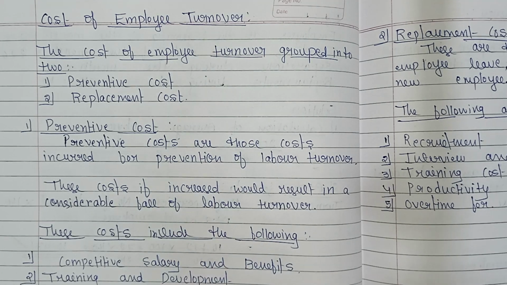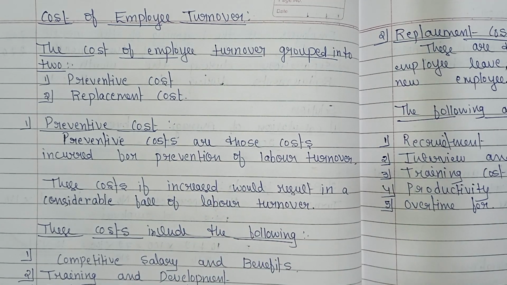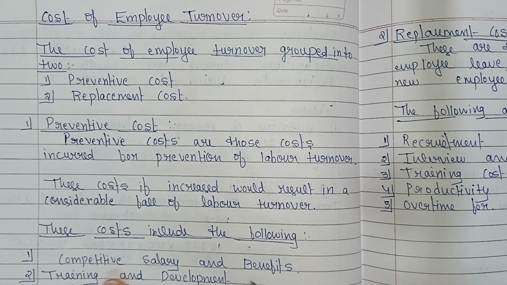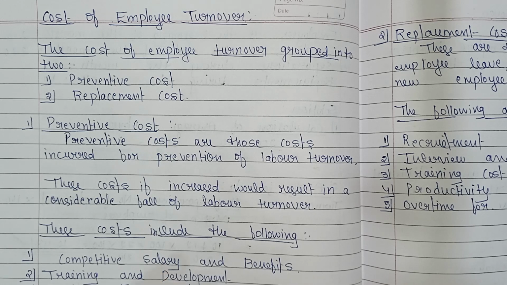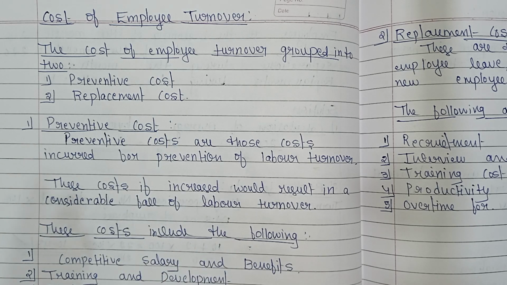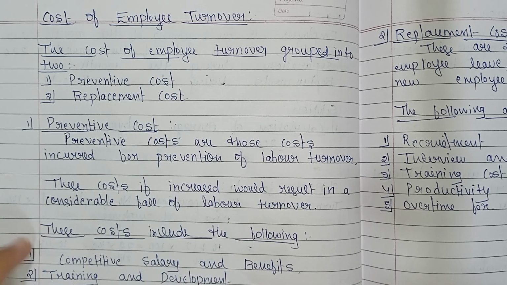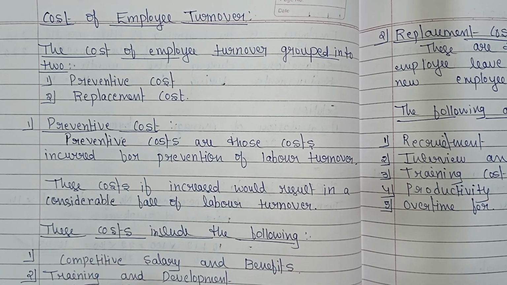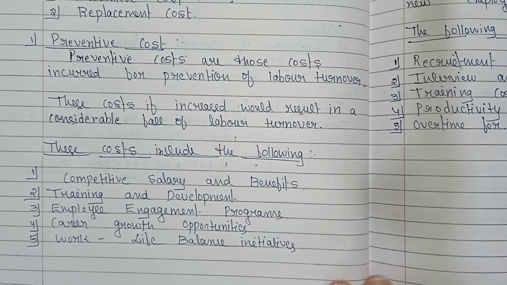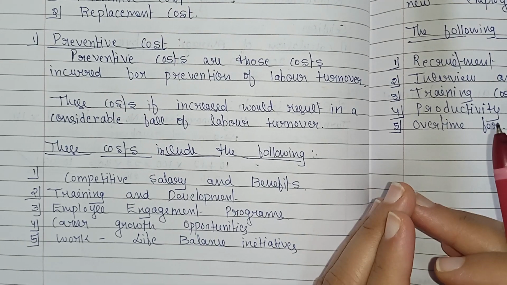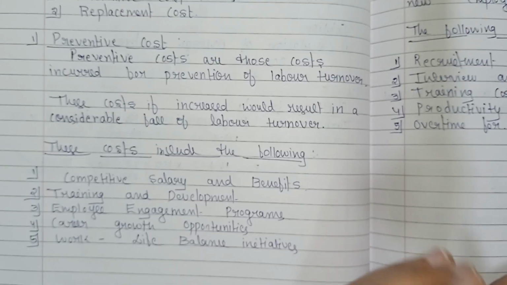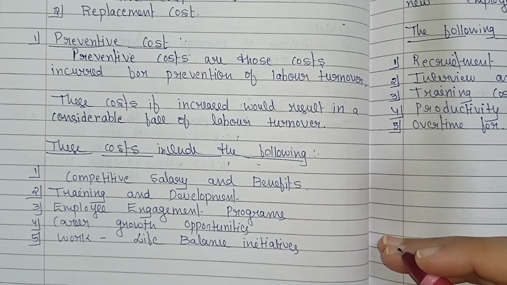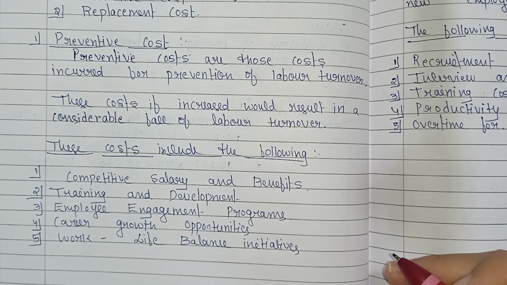So these costs include the following. There are many costs incurred in preventive cost, but the main and important ones are these. So let's learn one by one. The first one is competitive salary and benefits. It means when employees are fairly paid and enjoy benefits like insurance or bonus, they feel valued, right? So they stay longer, they will not leave the organization.